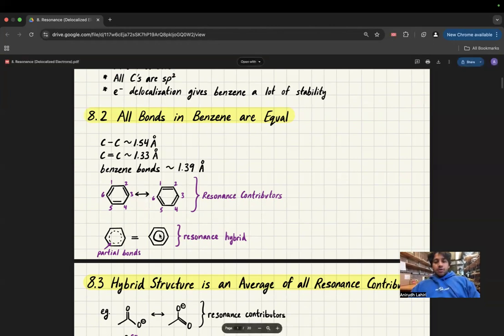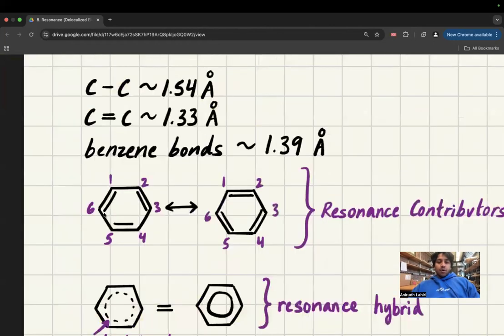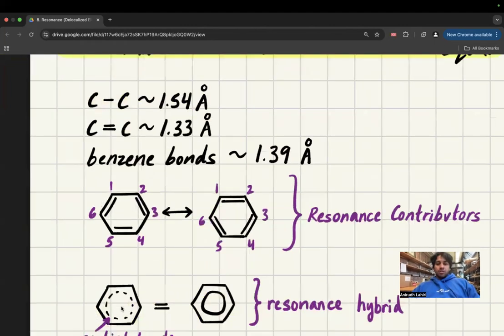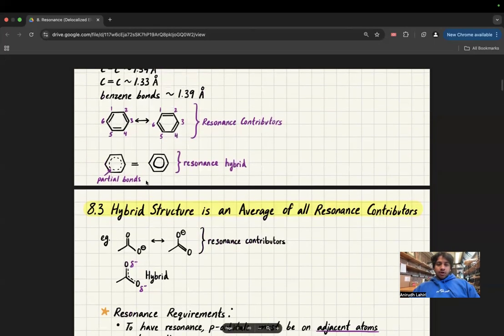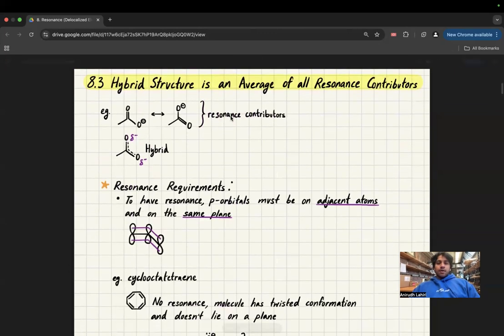So this is a resonance hybrid. This is a better representation of the actual structure. In reality, we have 1.5 bonds across this whole thing, but there's really no way to draw 1.5 bonds. So we draw it as a dotted line. Oftentimes you'll see benzene written in this format. The hybrid structure is an average of all the resonance contributors. In reality, we're going back and forth between these two. The hybrid is a better representation of the actual structure in real life, right?